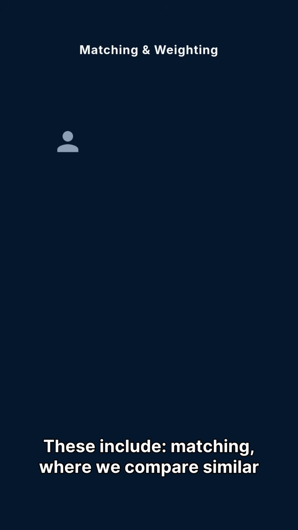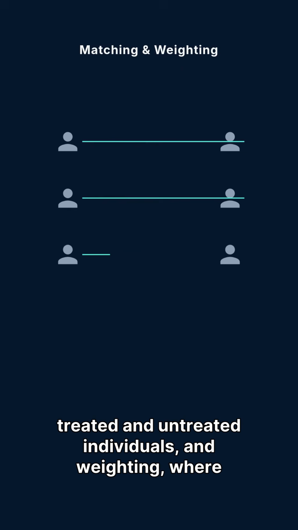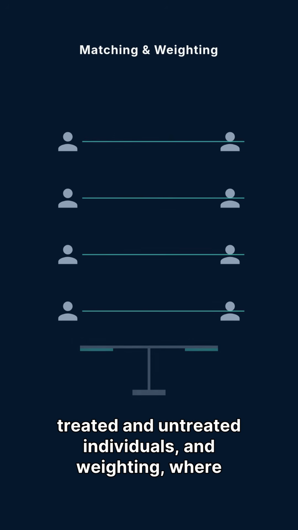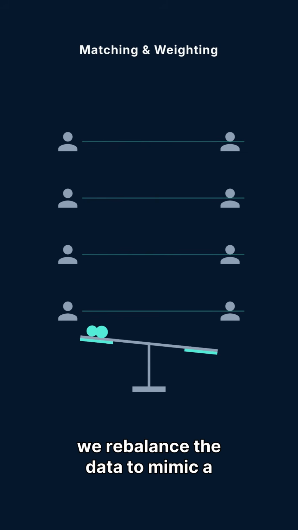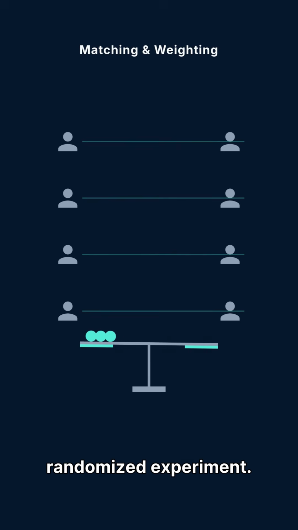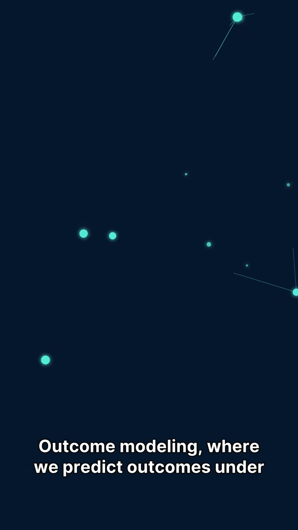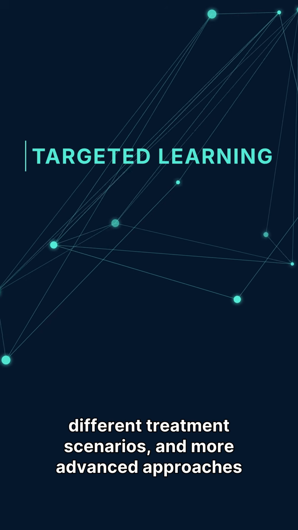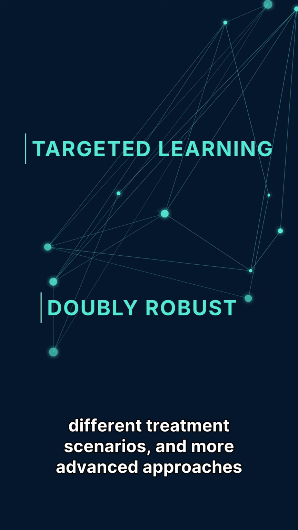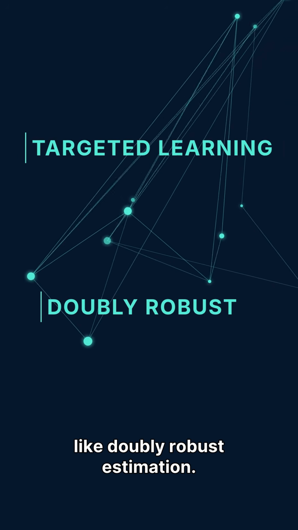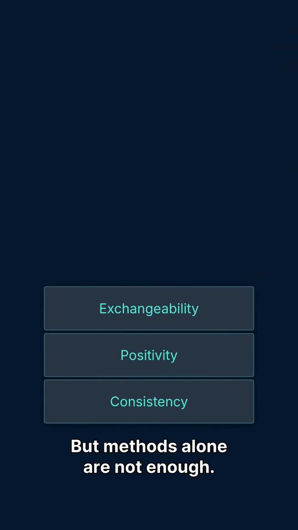These include matching, where we compare similar treated and untreated individuals, and weighting, where we rebalance the data to mimic a randomized experiment. Outcome modeling, where we predict outcomes under different treatment scenarios, and more advanced approaches like doubly robust estimation. But methods alone are not enough.